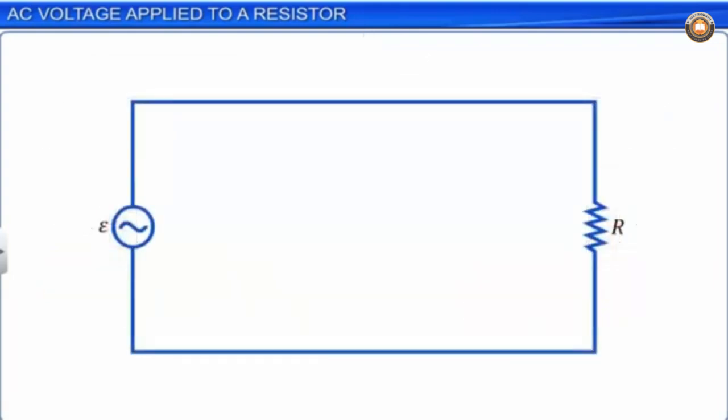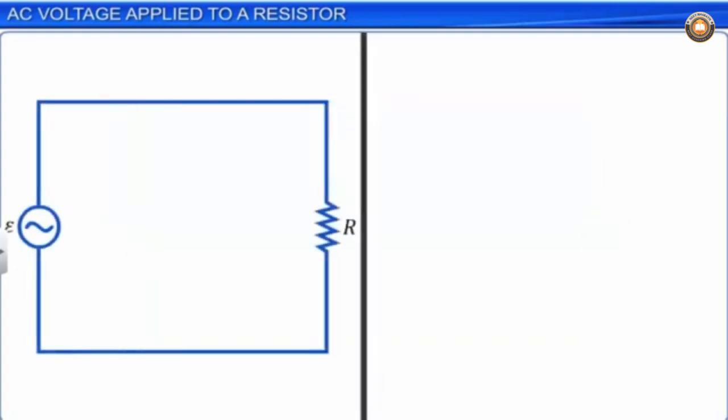Let us study what happens when an AC voltage source is connected in series to a resistor with resistance R. The potential difference provided by the AC source is expressed as V = Vm sin omega t. Here, Vm represents the amplitude of the voltage and omega represents the angular frequency of the oscillations of the potential difference.